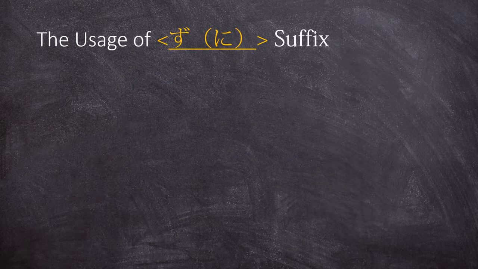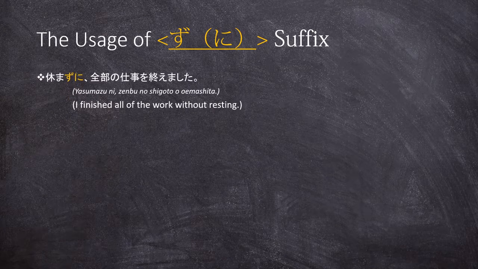Now, how should you use zu ni in your sentences? Well, our first example tells you basically all that you need to know about the usage of zu ni, and it goes as follows. Yasumazu ni zenbu no shigoto o oemashita. I finished all of the work without resting.